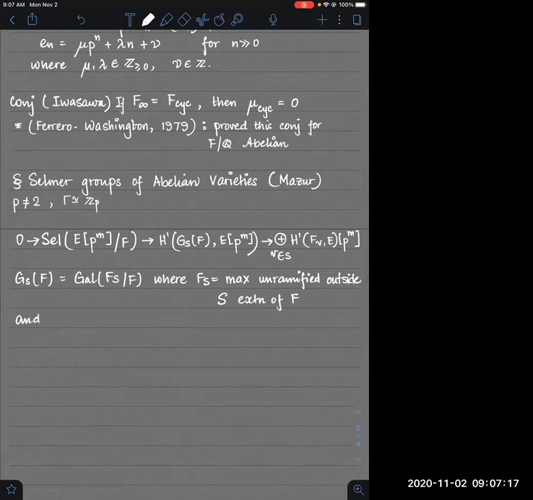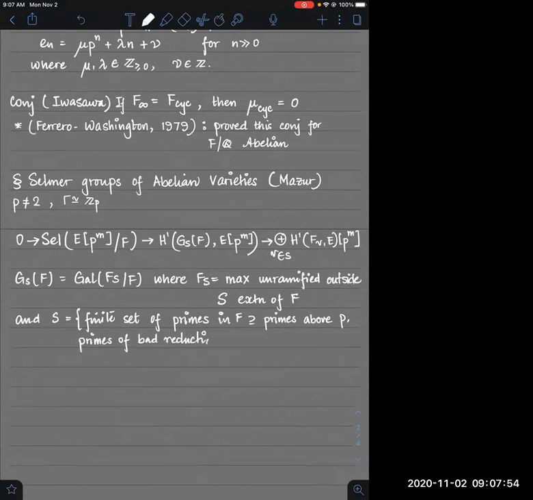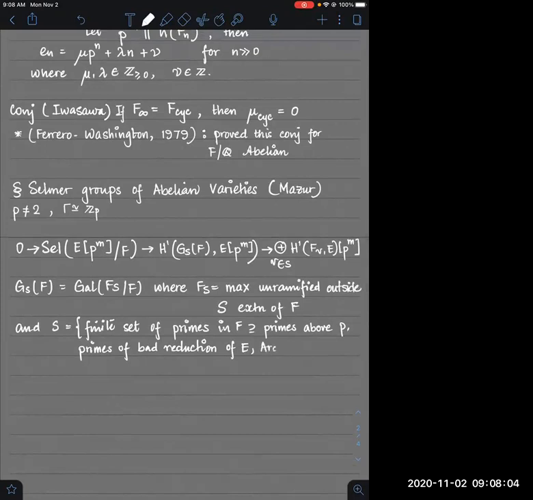and S is a finite set of primes in F that necessarily contains the primes above p, the primes of bad reduction of E, and it doesn't really matter for us because p is not two, but I'll still write it, the Archimedean primes.